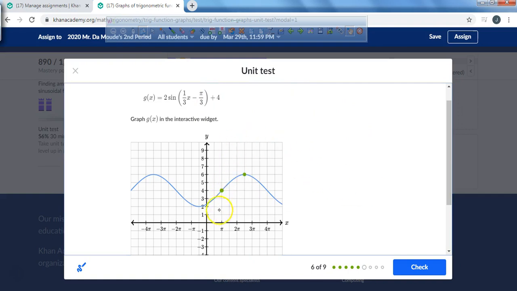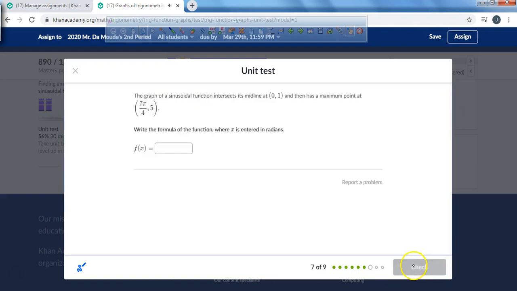Alright, so let's make sure we got pi over 4, 5 pi over 2, 6, and check. Alright, ooh, yay, finally we got one where you have to actually do a little bit of work. It says the graph of the sinusoidal function intersects at its midline, 0, 1, and then has its maximum point at 7 pi over 4, 5.